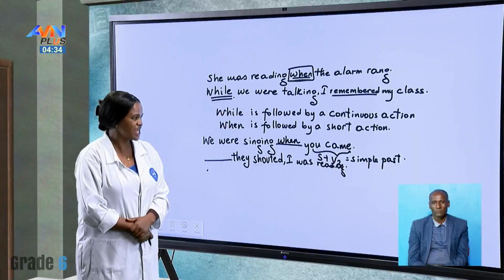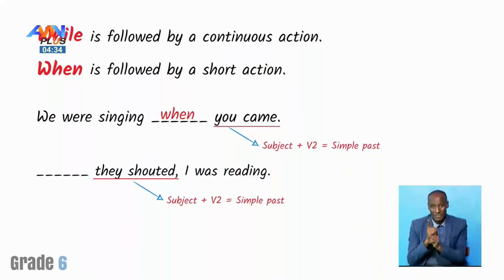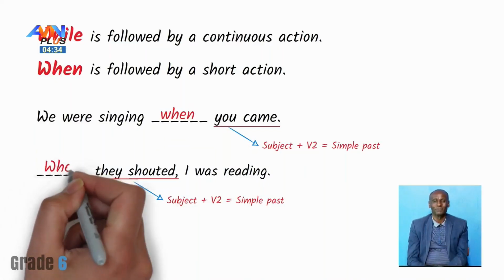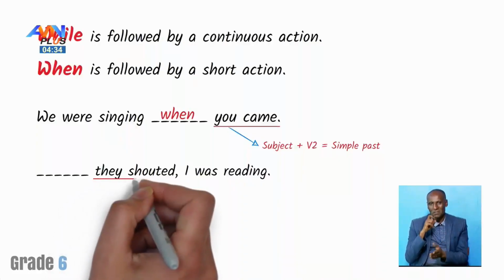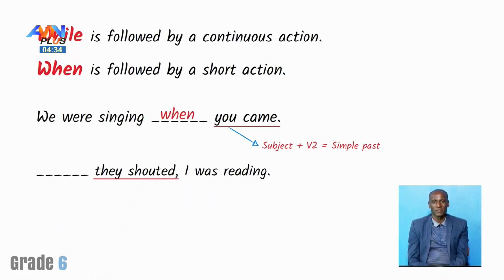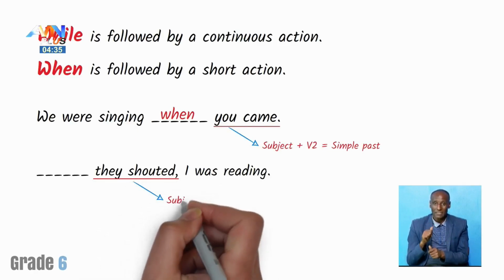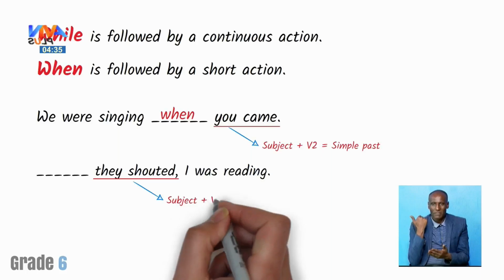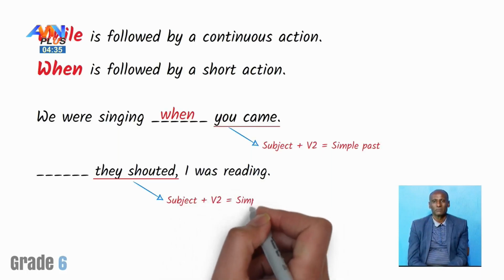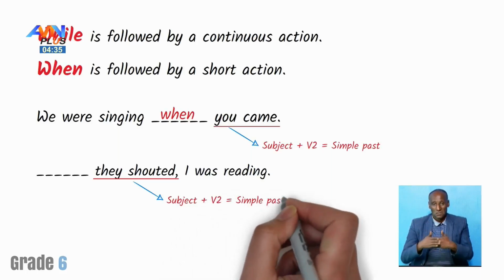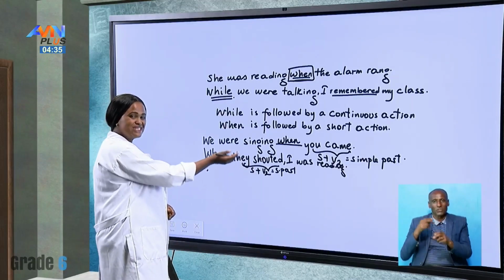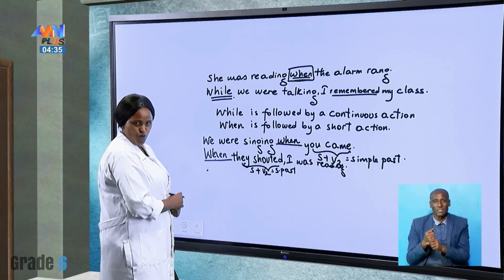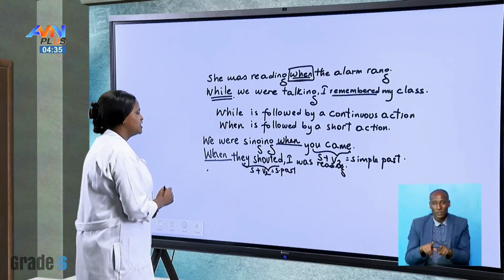If you answered again, when, that means you are correct. Because, again, just like the first one, what comes next is what? Subject plus verb two, which is simple past. And simple past is what? A short action here. So, this short action is preceded by the conjunction when. One more. Only one more.